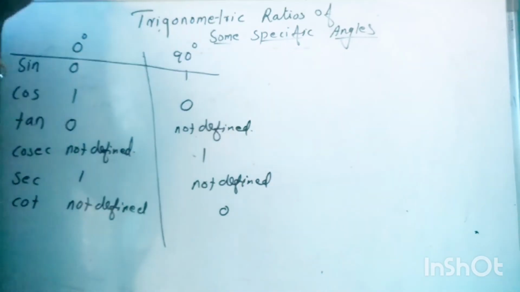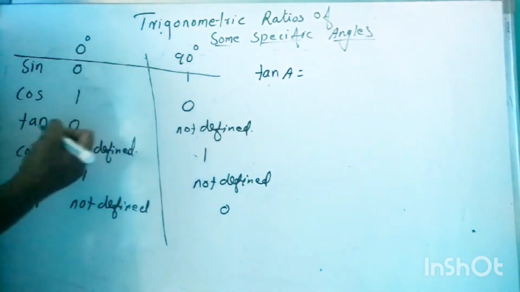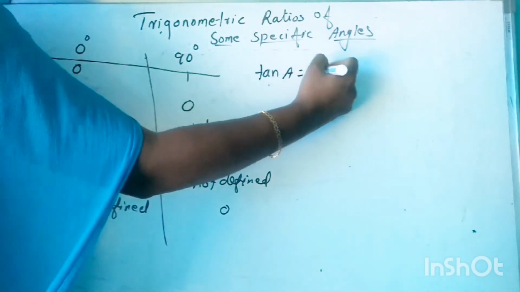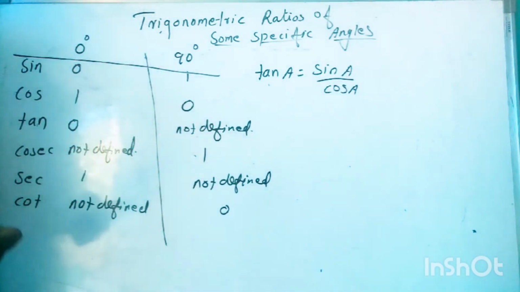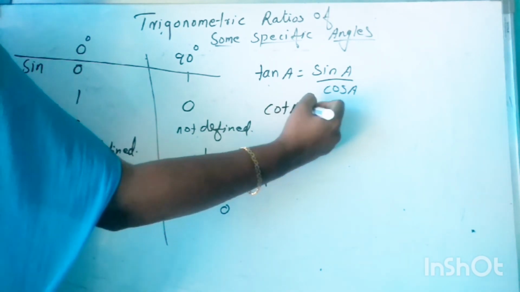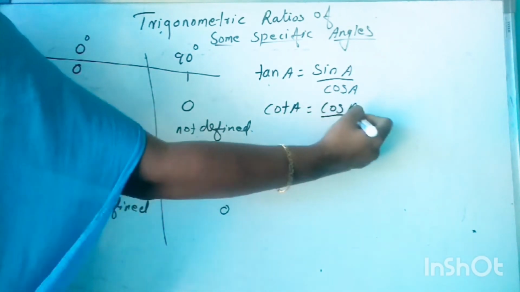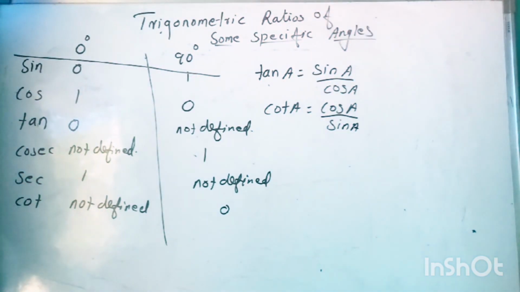And dear children, we have one question. Tan A we can write as sin A by cos A, and cot A you will get as cos A by sin A.